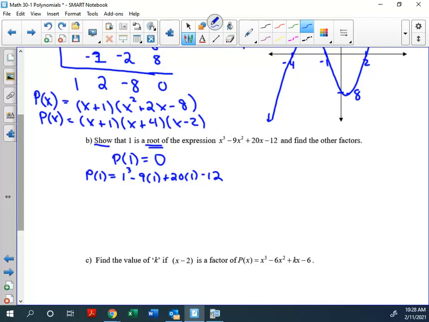So now I can say, all right, I can throw, oh, I didn't square that, sorry. I can throw that into my calculator. I'm going to have 1 minus 9 is -8. -8 plus 20 is 12, minus 12. But that shows my understanding. All right. Find the other factors. Well, let's factor out my root of 1 because I know it exists.